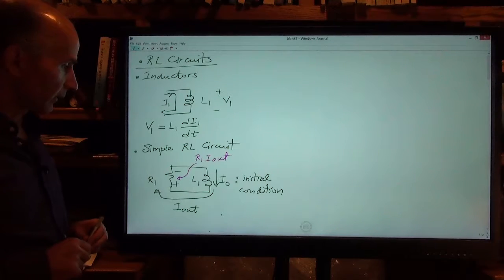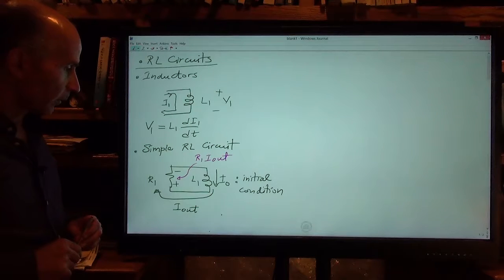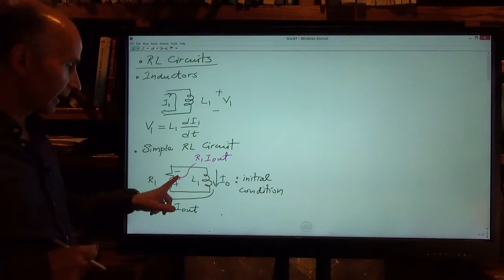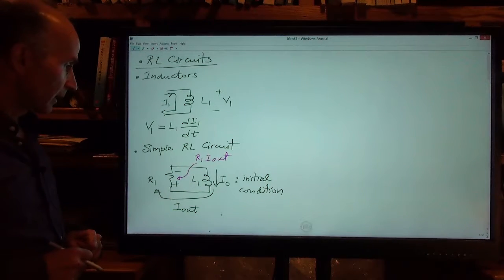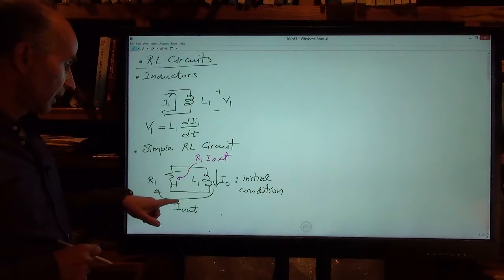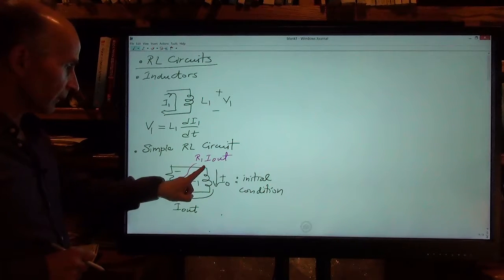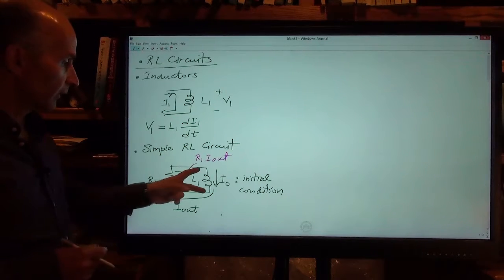Okay, very good. So let's see now what we can do. What I could do is I could try to write a KVL around this loop. Or let's see if there's a quicker way of doing that. Okay, so if I have this I out, if the current through L1 is called I out, do we know the voltage on L1?